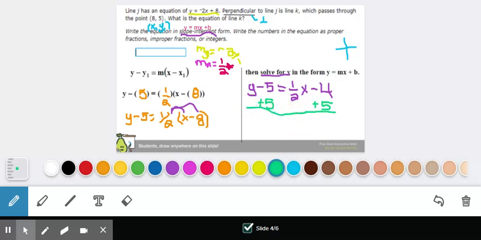Okay, so now we have y. These guys cancel out because -5 plus 5 is 0. So y equals 1/2 x, -4 plus 5 is going to be +1. Now I have it in slope-intercept form. I have a y equals. I am good to go here.